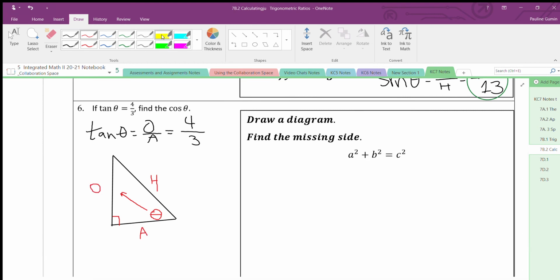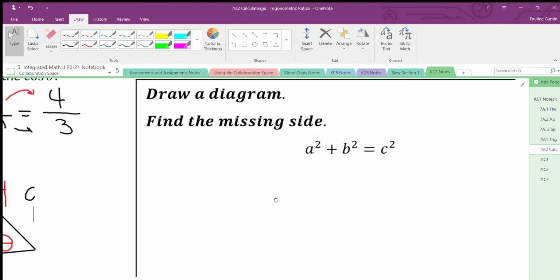Okay, so what do we know? We know that our opposite side is 4. Okay, so this is 4. We also know that adjacent is 3. That's 3. Okay, well, this is unknown side c. c is always our hypotenuse. Okay, let's find what that measure is.